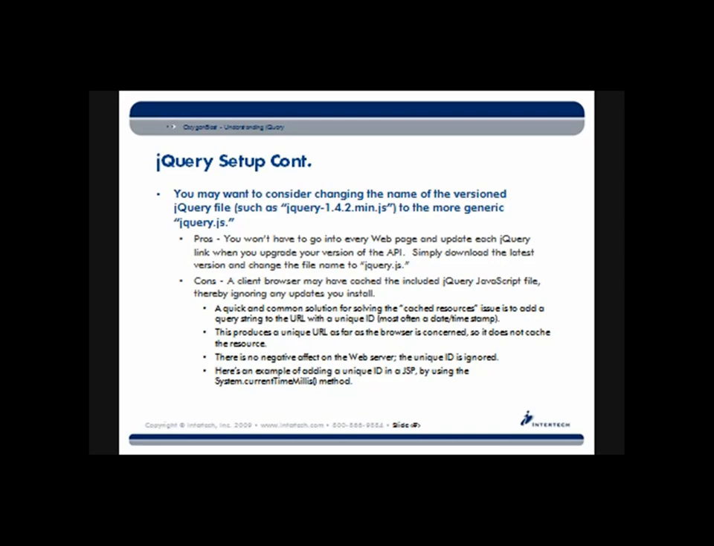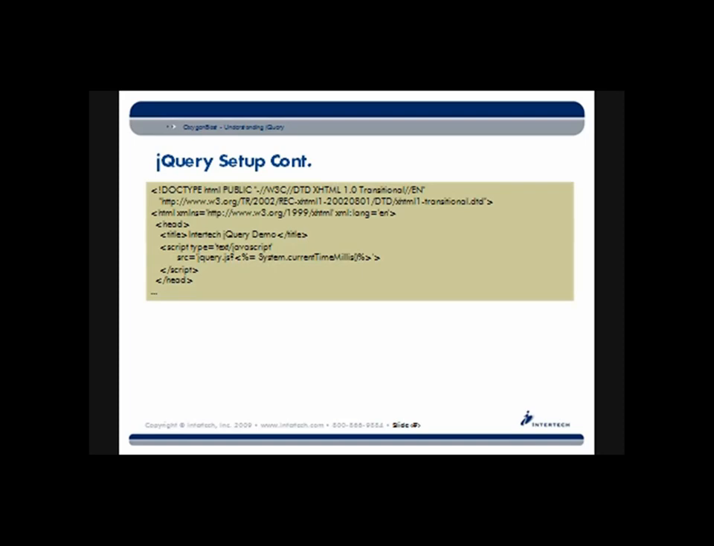One trick that some people will do is to add a query string. And of course, a query string is just the question mark followed by some data. And in the query string, you can add some sort of a unique ID. I'll show you an example here that happens to be a JSP example, but you can obviously approach this with any sort of dynamic server-side language, so it could be PHP or ASP. In this case, I've got jQuery.js question mark, I'm starting my query string, and I'm just putting in the current time in milliseconds.